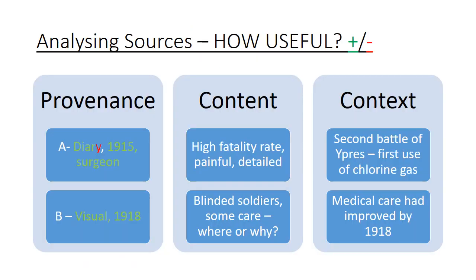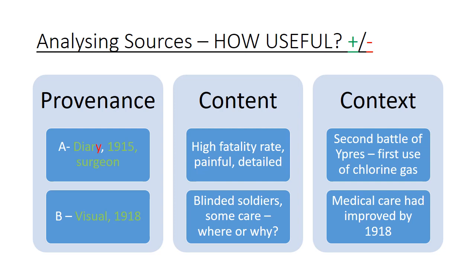Just to summarise, source A is useful because it's a diary, personal from the doctor's point of view. However, you could say that it's only one person's perspective on one sector of the trench. It was made at the time, during the Battle of Ypres, and a surgeon would have had first-hand experience. If we looked at the detail, it shows us the high fatality rate, how painful it was for the soldiers, and it's very, very detailed. The context we've already talked about was the background knowledge about the Battle of Ypres.